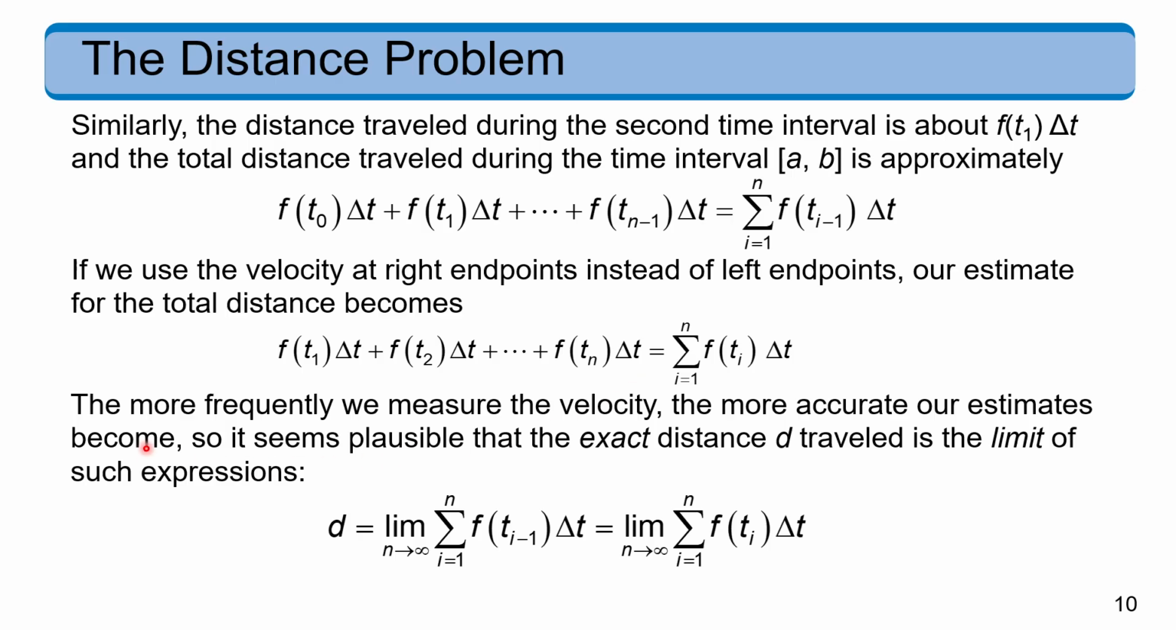Okay, so the next observation we already made was that the more often we measure the velocity, the more accurate our estimates will be. So ideally we would measure the velocity every possible instant. There'd be an infinite number of measurements taken. So we take the limit as n, which is the number of measurements, goes to infinity. So we take either one of these estimates for the total distance traveled.